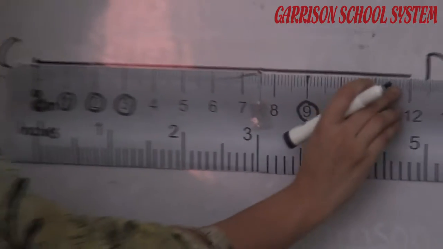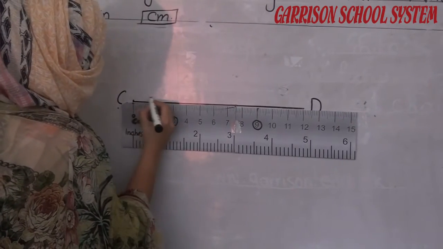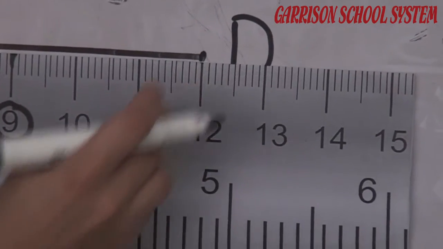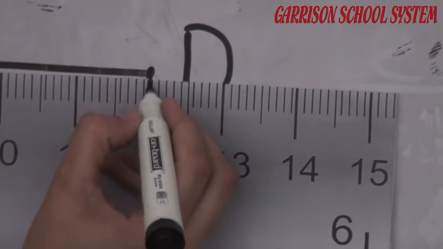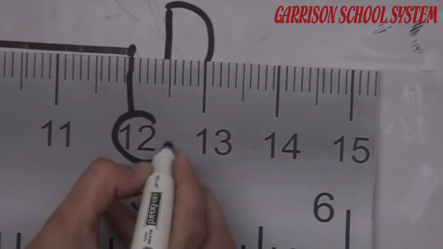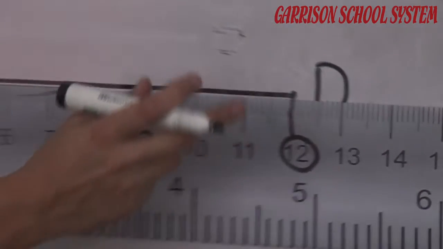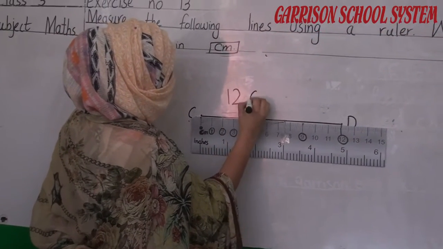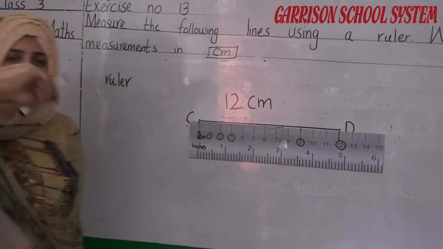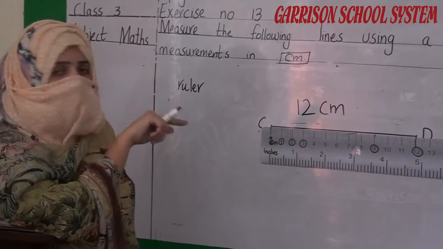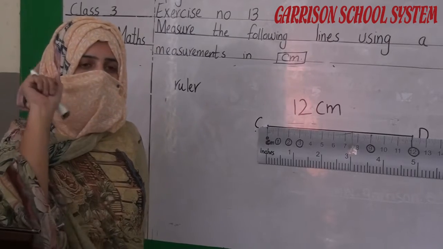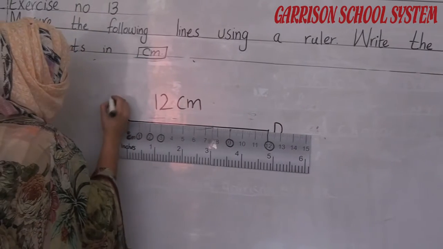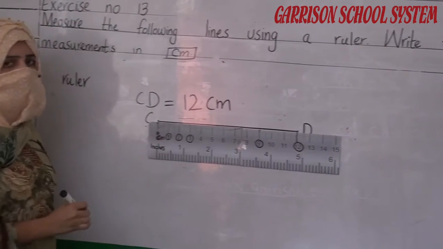look at the ruler and look at the line. This line is moving on and it ends here, and on which number is it going to end? On number 12. It means this is our measurement, 12, and we also write centimeter because we are measuring this length in centimeters. So when we write the number, we also have to write centimeter. 12 centimeter is the length of our line CD.